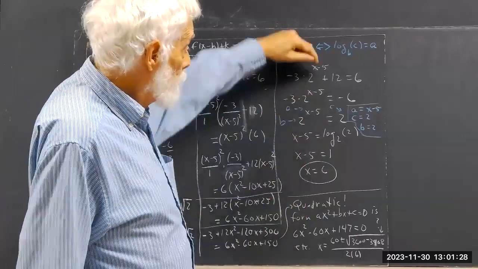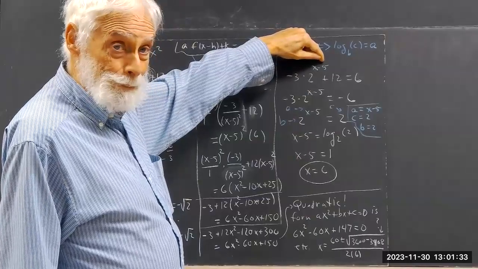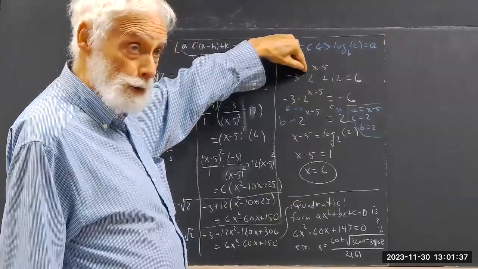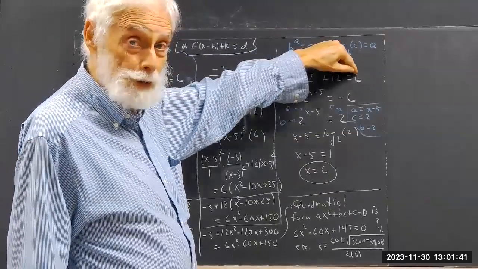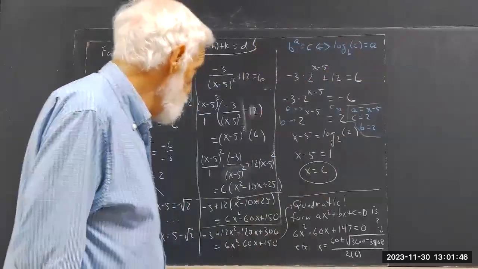Another thing you want to do on the exam is check everything. So you put in 6 up here. What's 6 minus 5? It's 1. What's 2 to the 1? It's 2. What's negative 3 times 2? It's negative 6. Add that to 12. Negative 6 plus 12 is 6. So you actually check this one in your head.